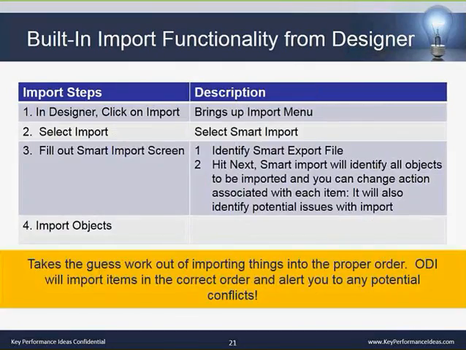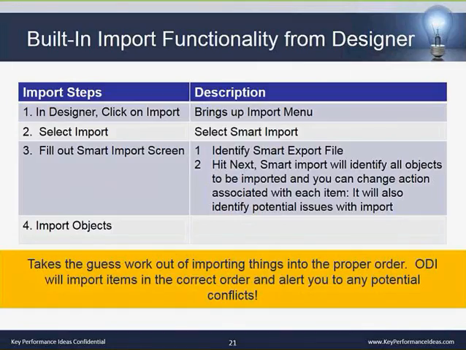All right, so in order to import it, importing a Smart Import is really easy as well, since you don't have to be in the specific object that you need to import. You can just be in the general designer screen. You can drop down and select import, and then you just have to find your file. And then once you walk through and select your export file, it's going to walk you through and identify all of the objects that you're going to import from that file.